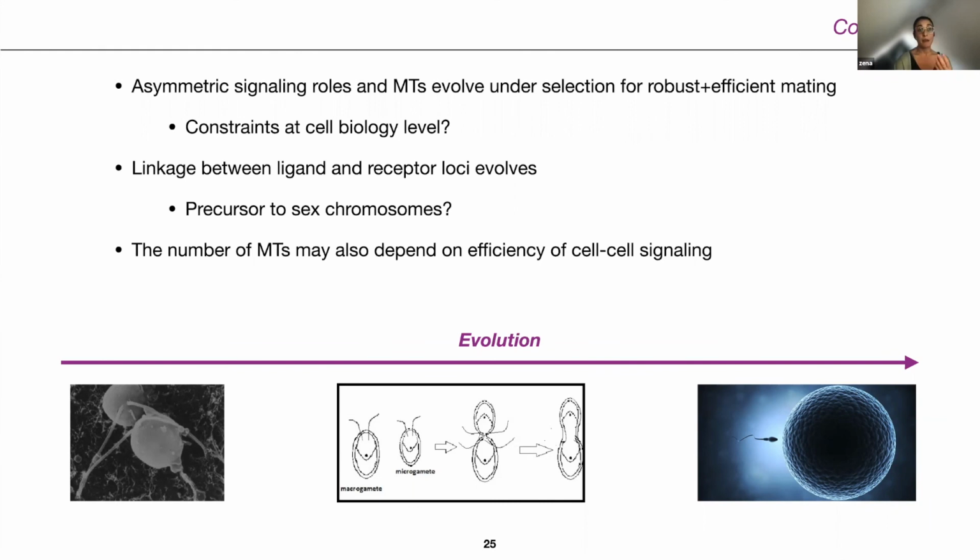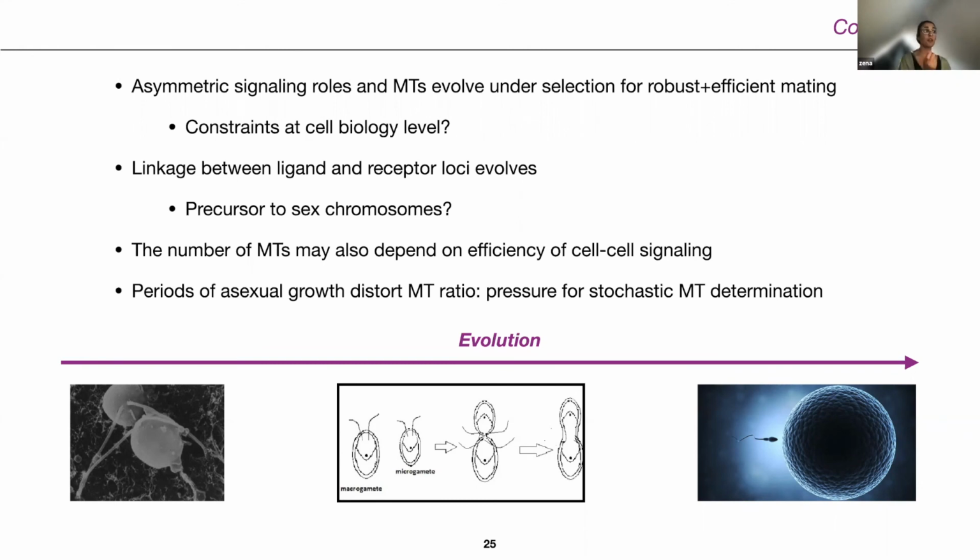And the number of mating types can also depend on this efficiency of cell-to-cell signaling. And longer periods of asexual growth can distort the mating type ratio, and this puts pressure on individuals to evolve the capacity to switch their mating type identity stochastically.